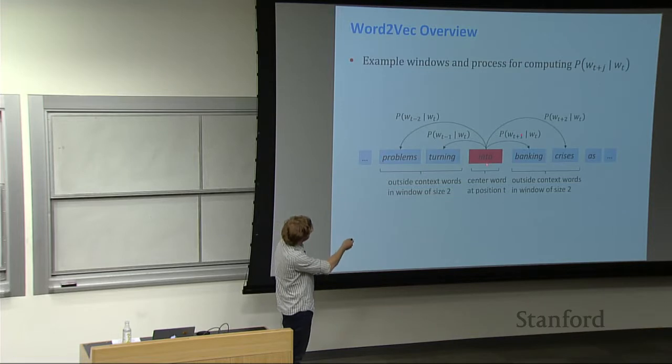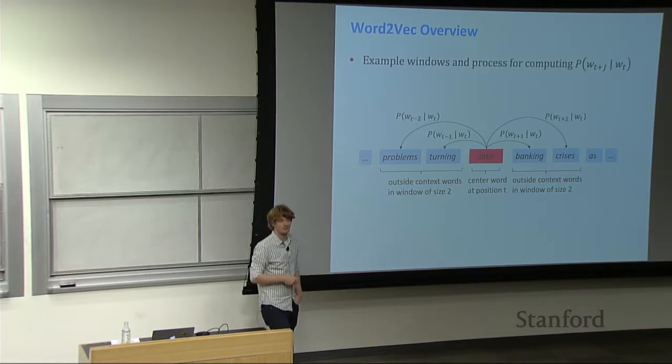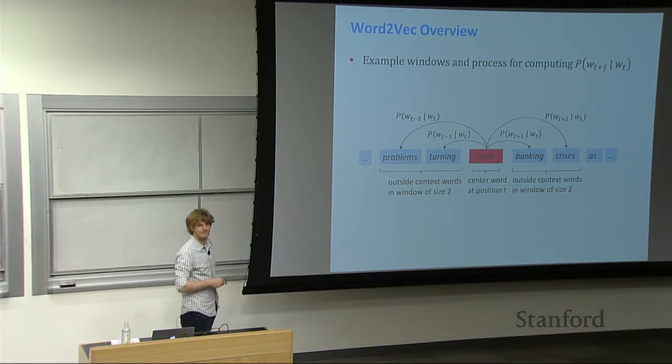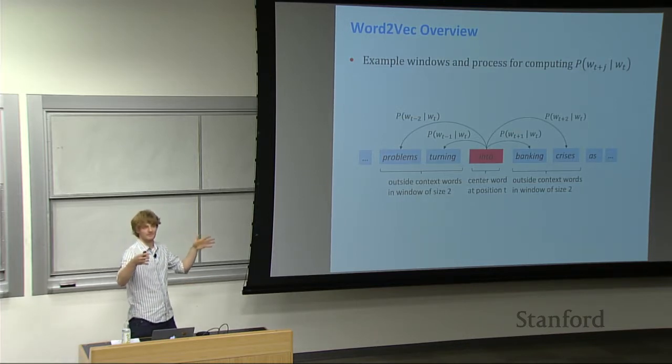So the first one here, for instance, given into our center word, we want to predict problems. So P of W_{t-2}, the t is the index again. We step 2 steps to the left. And conditioned now on into being our center word, we want to predict that problems would appear in its context. So that's one window at one time of training.